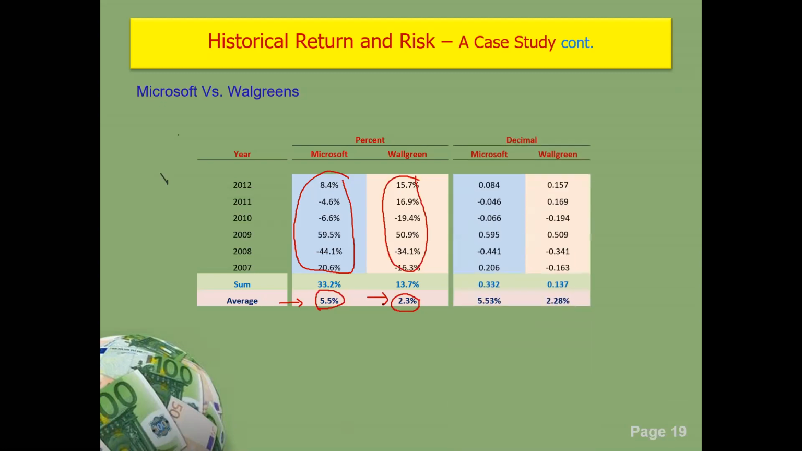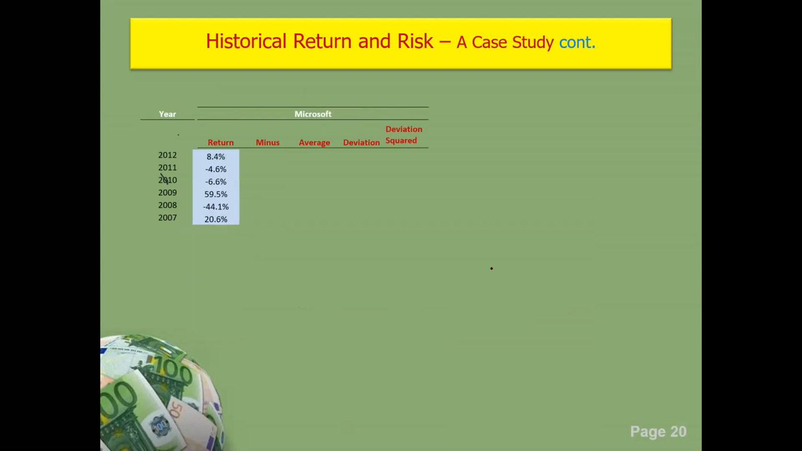Okay, the same thing in decimal. If you don't understand, no worries. It's the same thing given in decimals, easy to calculate in Excel. Now the next thing is we need to calculate their variance. This is the return of Microsoft minus average return.